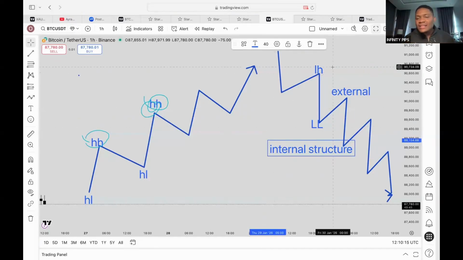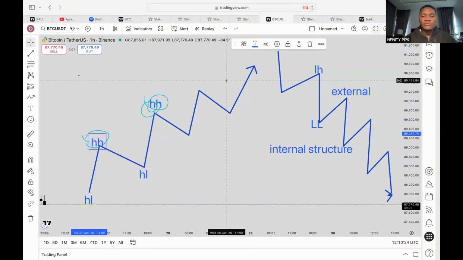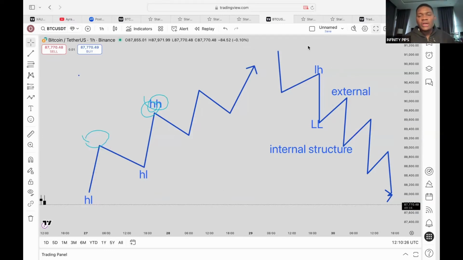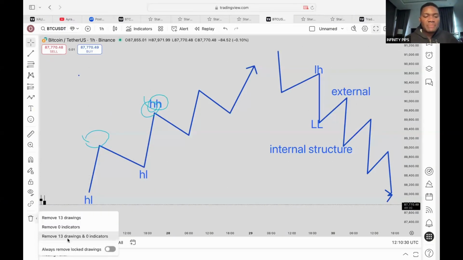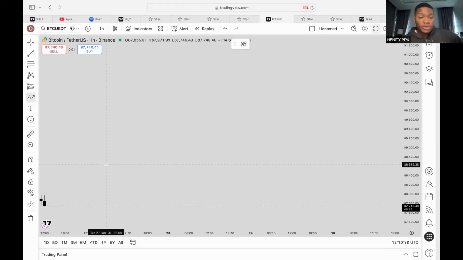Another thing that we want to take note of is break of structure. When do we know when the market is going to break? Let's look at break of structure quickly with a bullish movement.